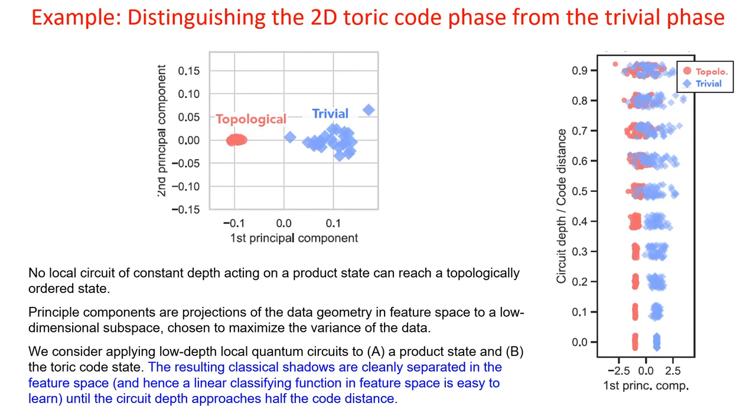in the picture on the left, we applied depth three circuits to the short range entangled and long range entangled samples on our 10 by 10 lattice. And it was easy to distinguish the two phases, even in this unsupervised learning scenario.